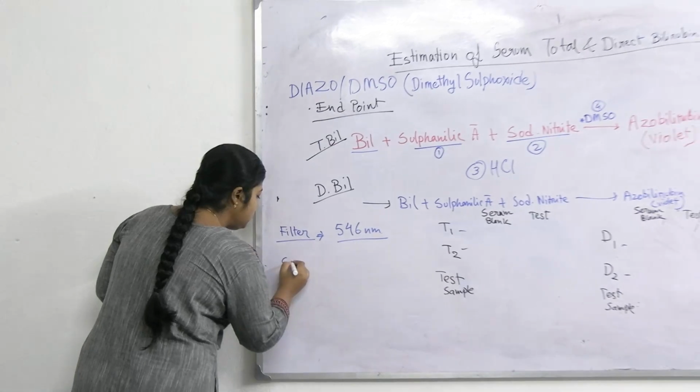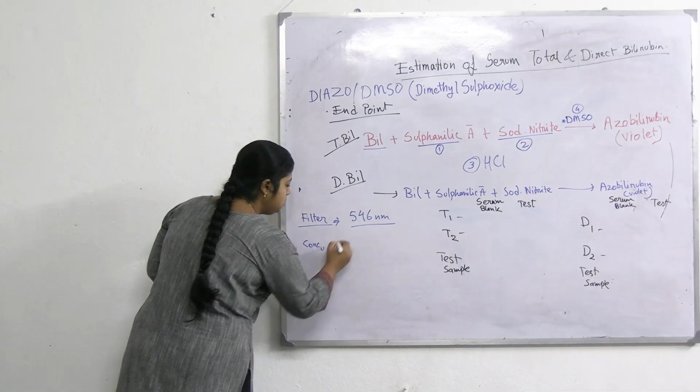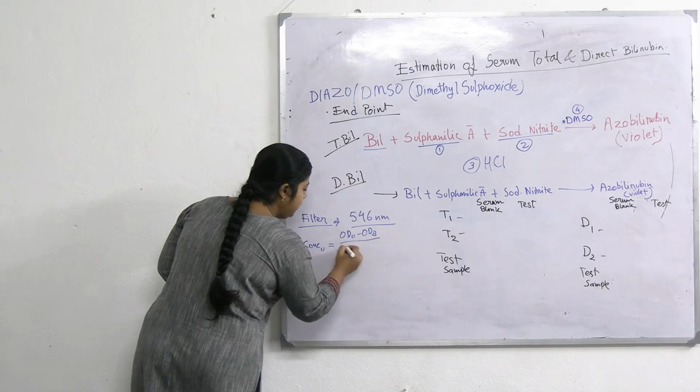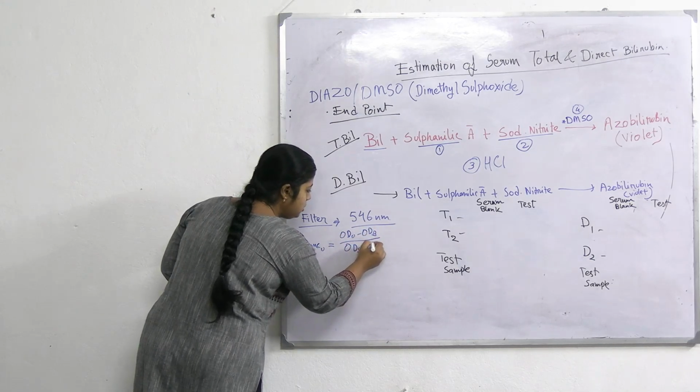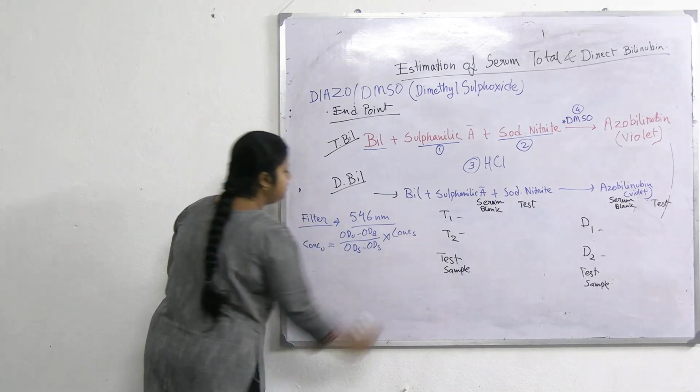What was the equation for calculation of unknown concentration? In which formula did we calculate the concentration? Concentration of unknown is equal to OD unknown minus OD blank, divided by OD standard minus OD blank, into concentration of standard.